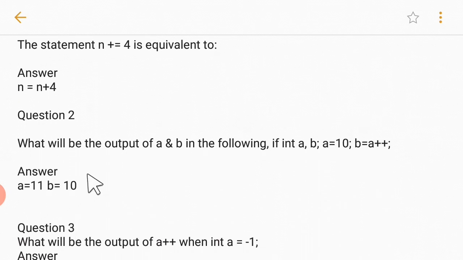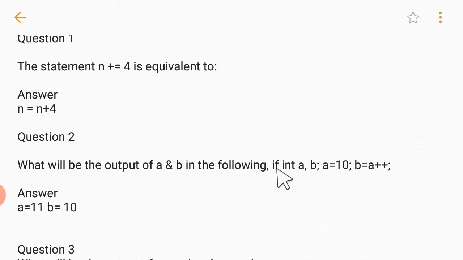What will be the output of A and B in the following? int A, B; A = 10; B = A++; This is a piece of code where A and B are declared and the data type is int. Now A is being initialized with the value 10 and B is being initialized with A++. So B is having what? Here you can see the post increment operator has been used.